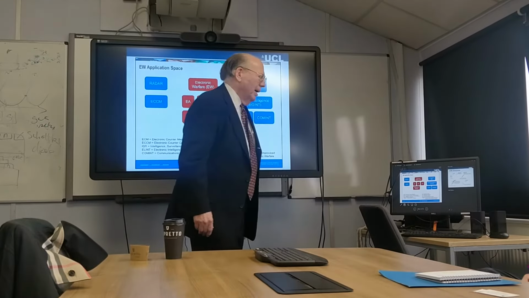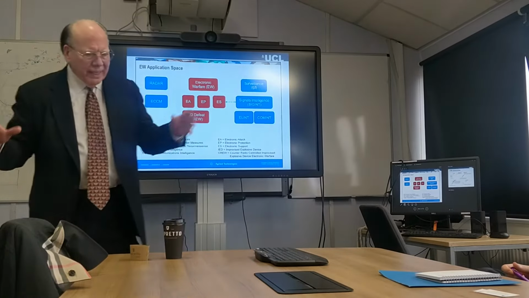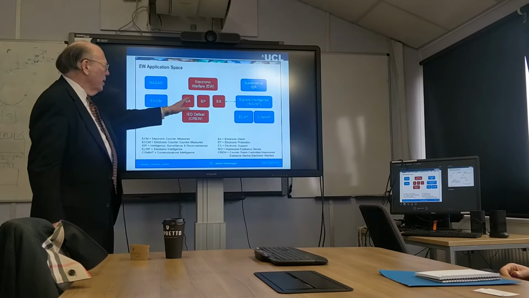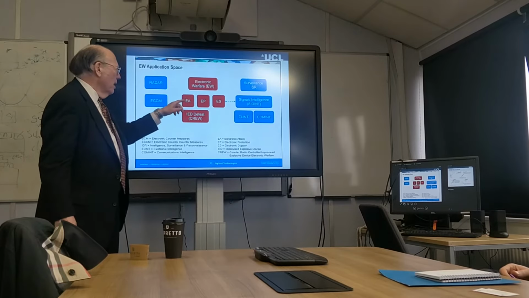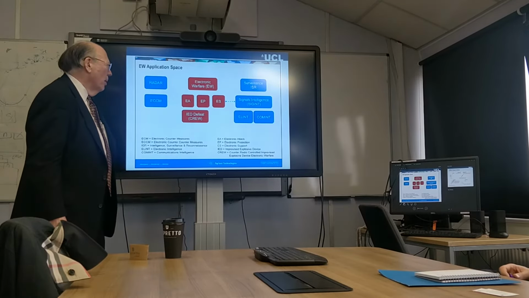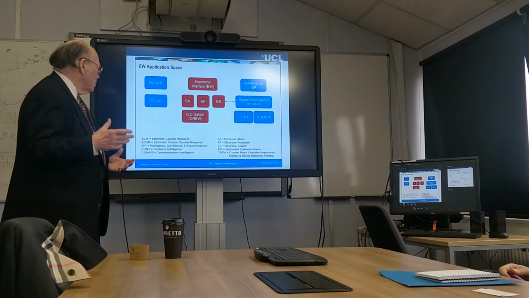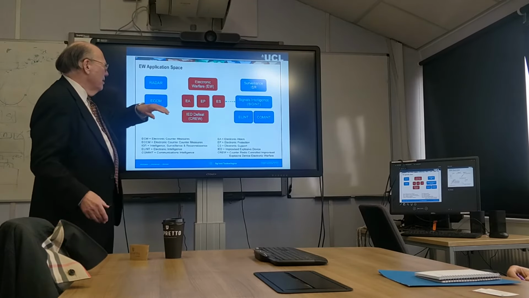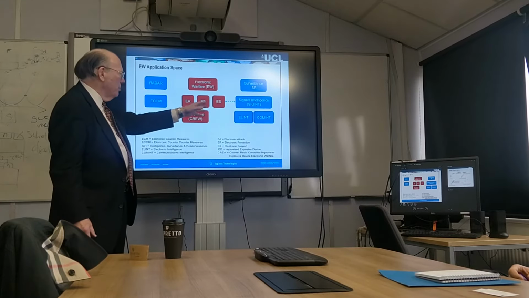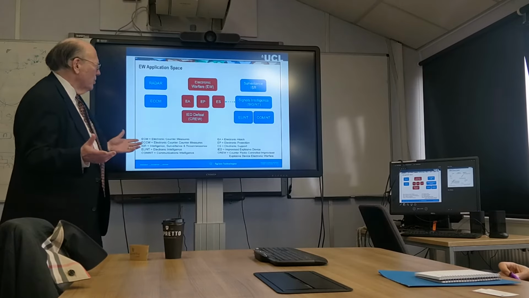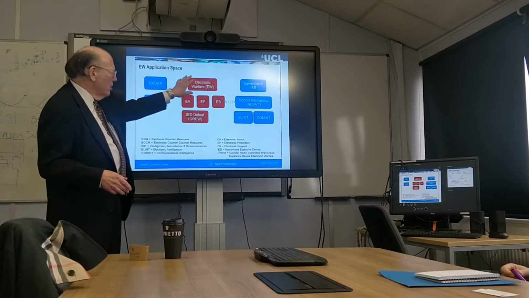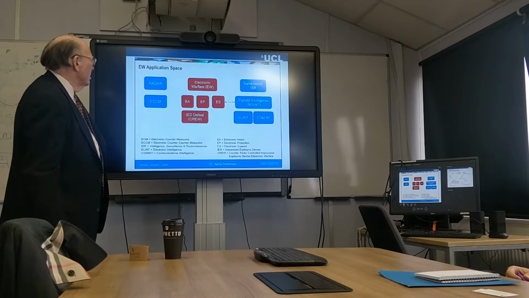And if you look at the application space of EW, electronic warfare, there are three main components: electronic attack, electronic protection, and electronic support. And the terminology has changed over the years. Electronic support used to be called ESM, electronic support measures. EP was something else, that was electronic countermeasures. Anyway, this is the current terminology that's used.